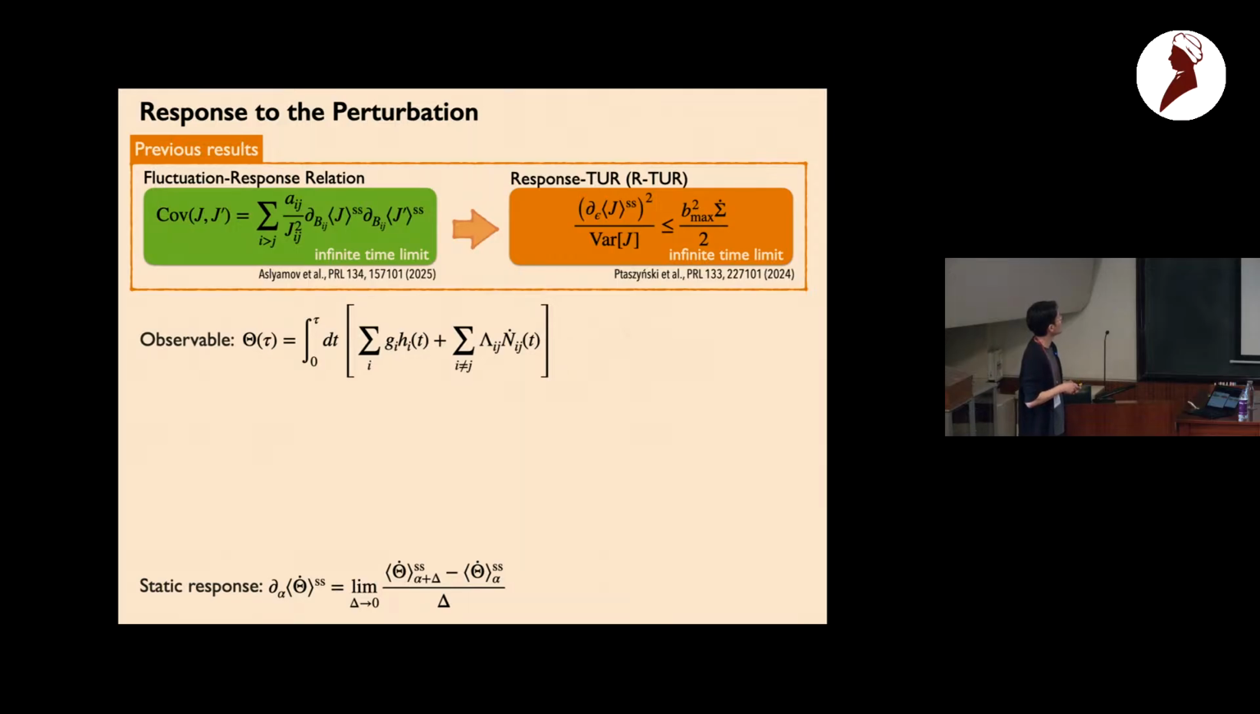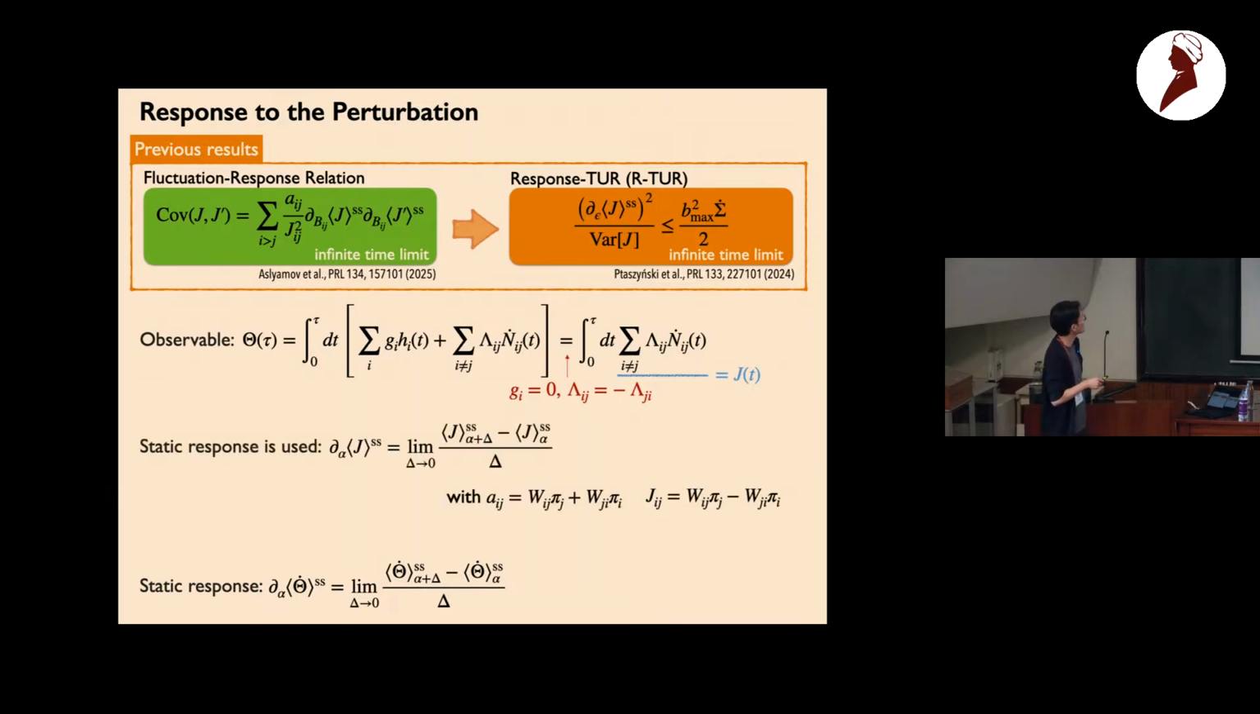Here they employed this J, a current-like observable. So it means that they set G equal to 0 and use lambda ij minus lambda ji, so the remaining observable is a current-like observable. If we define this J, then actually they use this J here. So they use this current-like observable.